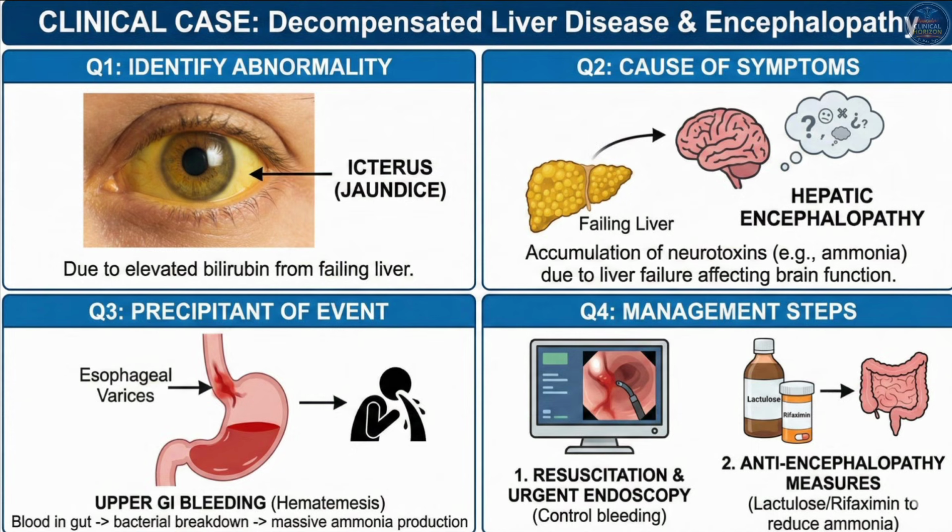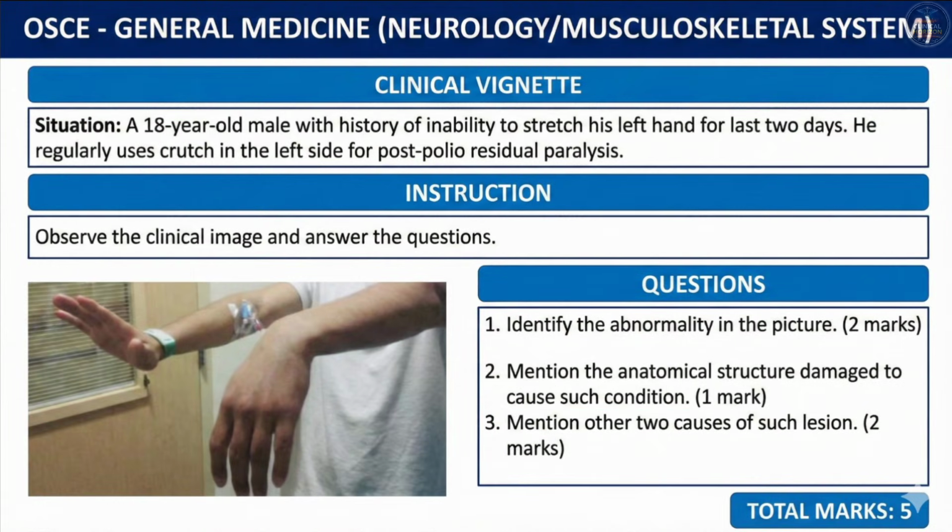Now how to grade the encephalopathy? Mention the West Haven criteria for grading hepatic encephalopathy. Our patient is drowsy and slurring, which likely places him in grade 2 or 3.